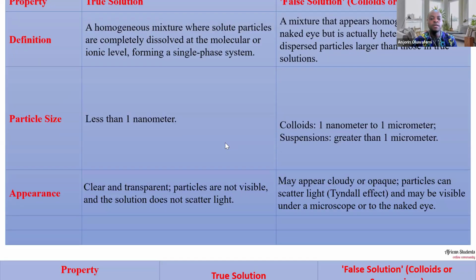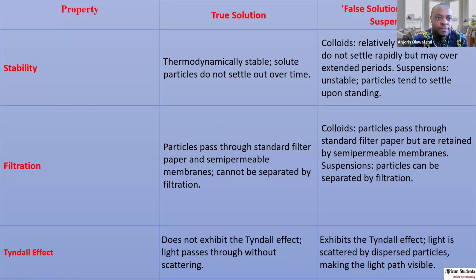Okay, now let's look at the next one. The next differentiation is along stability. True solutions are thermodynamically stable. The solute particles do not settle out over time. And then for colloids and suspension, the false solutions so to speak, colloids are relatively stable. Particles do not settle rapidly, but over extended periods, they may settle out. Suspensions, on the other hand, are unstable thermodynamically. Particles tend to settle upon standing.